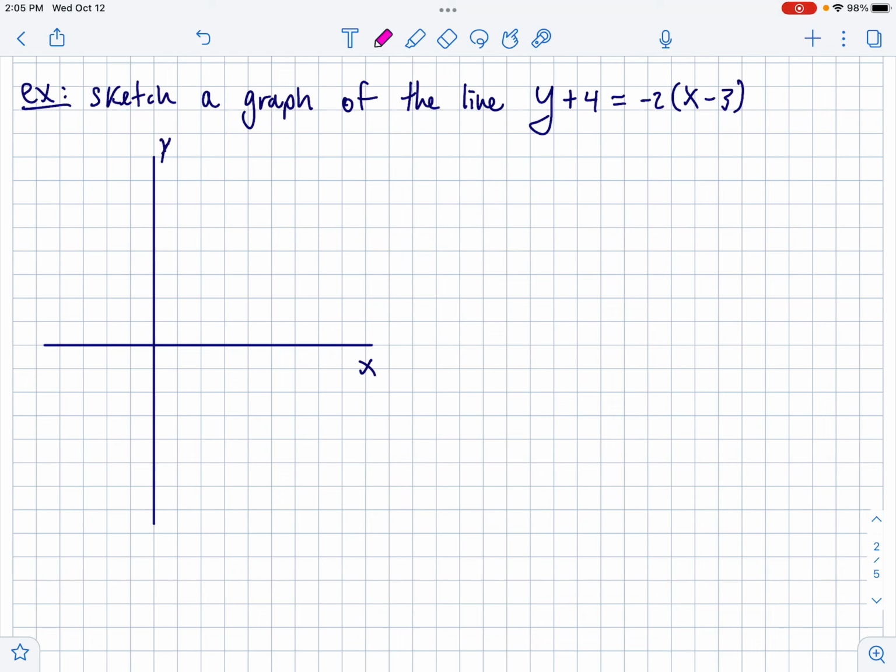Example, sketch a graph of the line y plus 4 equals negative 2 times x minus 3. Okay, there's two ways we can go about this. One way is to change this equation and get it into gradient intercept form, like y equals mx plus c. The other way is that this is basically in point gradient form. That the gradient, this is the slope, the gradient, and the point is 3, negative 4. So it goes through 3, negative 4. Make sure that's right.